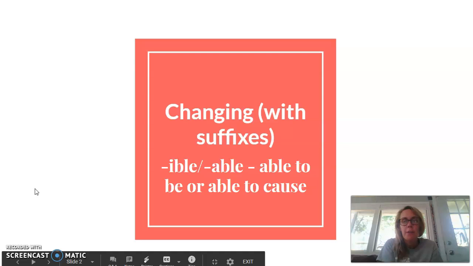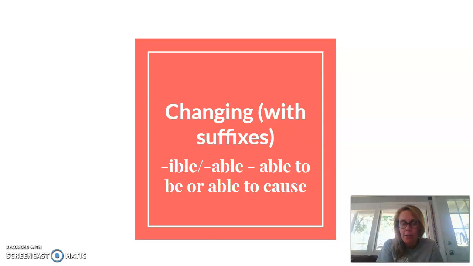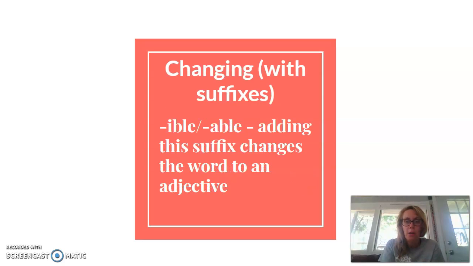Today, we are still focusing on changing words using suffixes, but we are focusing on the suffix ible, I-B-L-E, or able, A-B-L-E. These endings actually might be easier for you to remember because the suffix is actually in the definition. Ible and able mean able to be or able to cause. Adding ible or able to the end of a word actually changes it to an adjective.